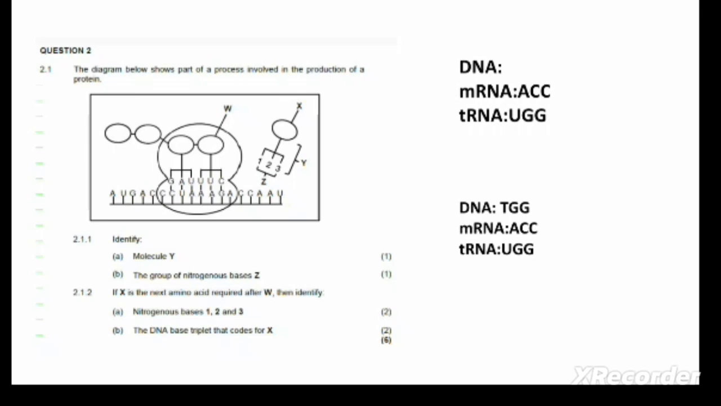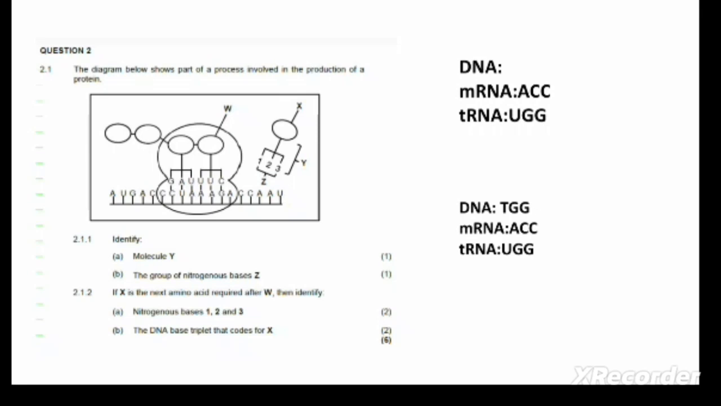Molecule Y is tRNA. The group of nitrogenous bases at Z, that is the anticodon. And then it says if X is the next amino acid required after W, then identify nitrogenous bases 1, 2, 3. So if X is after W, then it's going to pair with the nitrogenous bases A, C, C. To find 1, 2, 3, you're going to use the sequence DNA, mRNA, tRNA, and then you substitute mRNA A, C, C. A pairs with U, C pairs with G, C pairs with G. So the answer is UGG.